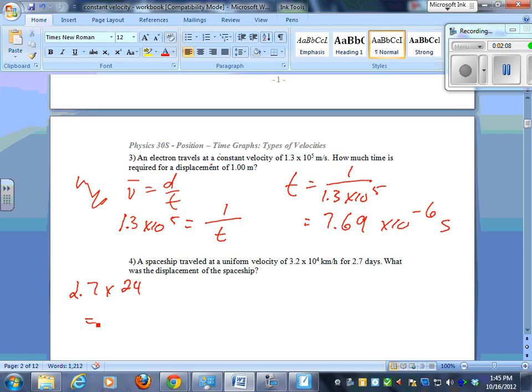Okay, and then we're going to go V bar is equal to d over t. The speed is 3.2 times 10 to the 4. The displacement is what we're solving for, and the time is 64.8. What are you multiplying by 24 there? All of the numbers are here: 2.7, 24. All the numbers are right there.